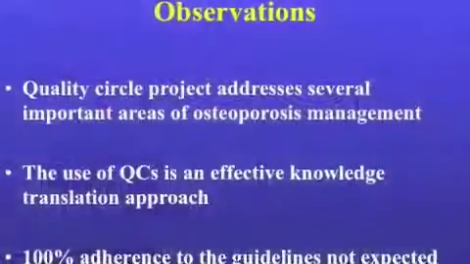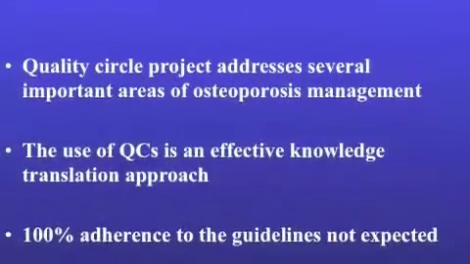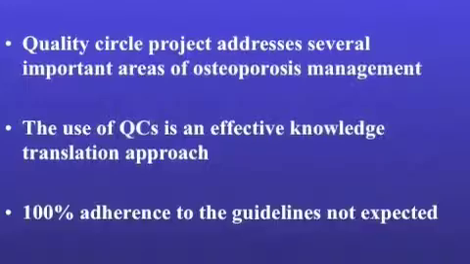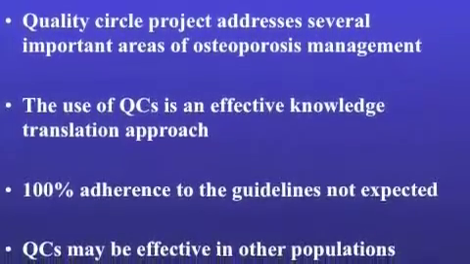So some of the observations of Quality Circles were that this project addressed several important areas of osteoporosis management, including risk factor identification, appropriate BMD testing, and appropriate therapy. So it encompassed all the management of osteoporosis. The use of Quality Circles is an effective knowledge translation approach that improves family physicians' adherence to the 2002 osteoporosis guidelines. In addition, we didn't expect 100% adherence to the guidelines because patient management also depends on clinical judgment and patient preferences. And the final point I'd like to make is that Quality Circles may be effective in other patient populations or other physician groups.